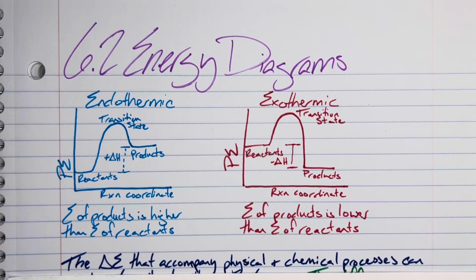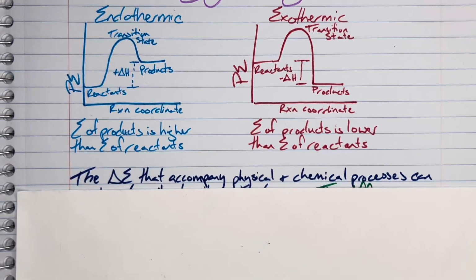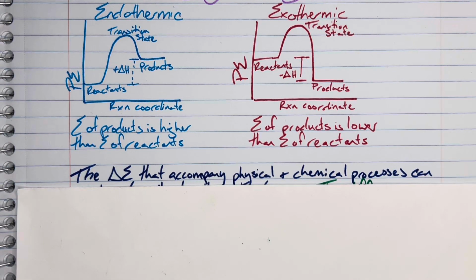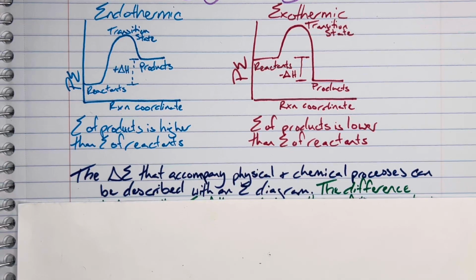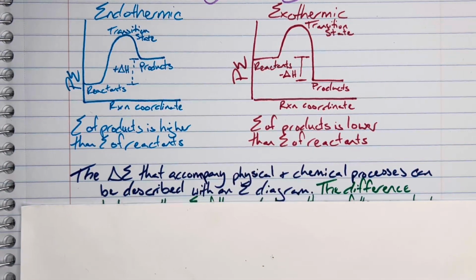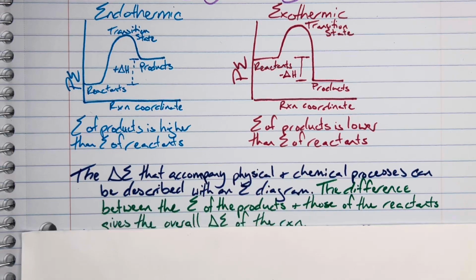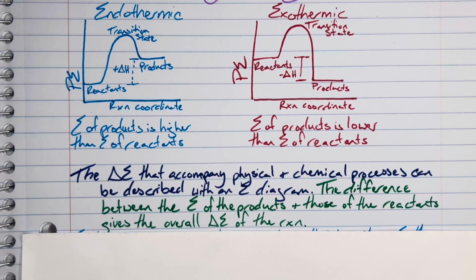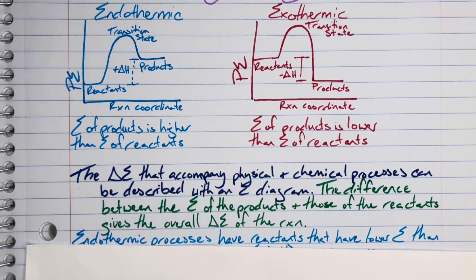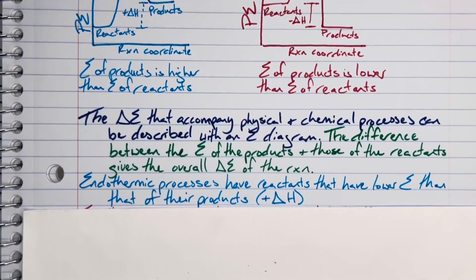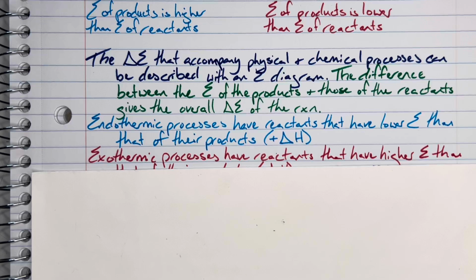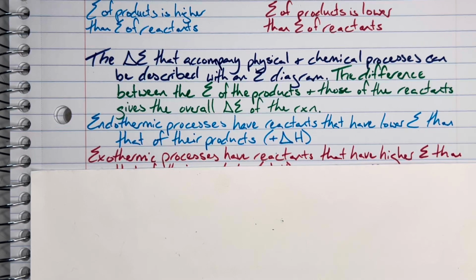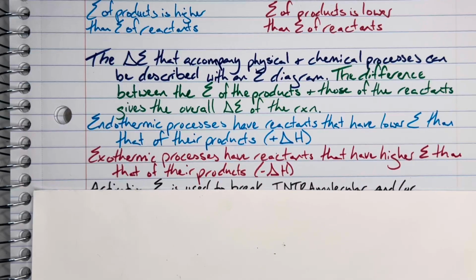So you are exothermic. The overall change in energy that accompanies physical or chemical processes can be described by the energy diagrams that we just saw above. The difference between the energy of the products and those of the reactants gives the overall change in energy of the reaction and determines if we are going to be endothermic or exothermic. Again, endothermic processes have reactants with a lower energy than that of their products, and exothermic processes have reactants with a higher energy than that of their products.